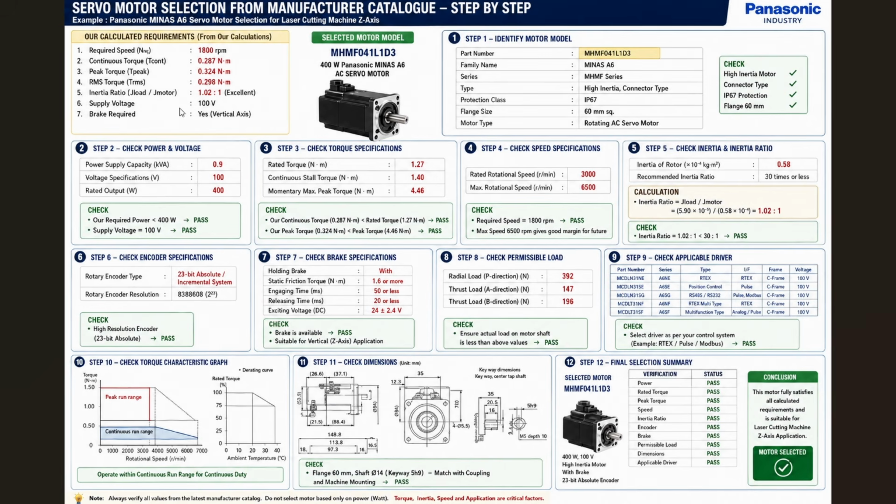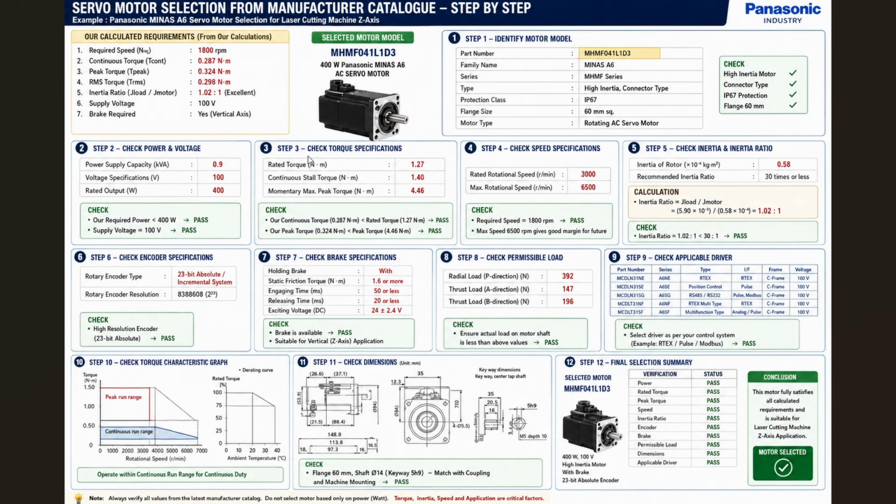Step 1, identify motor model. We are selecting the MINAS A6 servo motor family, and the series we have selected is MHMF. Motor type is high inertia. Connector type, protection class IP67. Flange size 60 mm square, meaning 60 by 60. Motor type: rotating AC servo motor. Step 2 is check power and voltage. We are selecting a 400 watt servo motor.